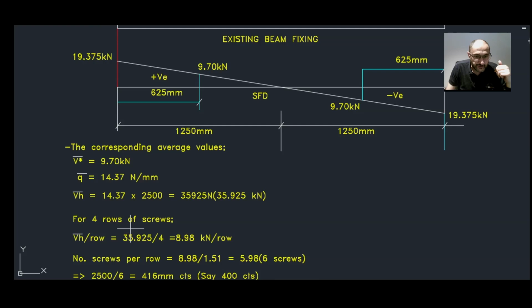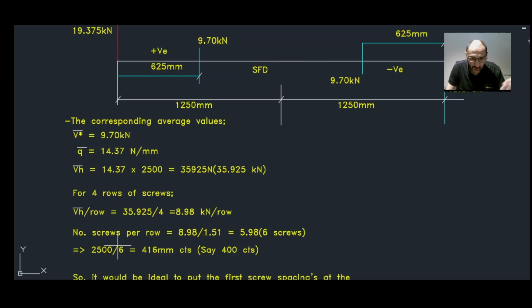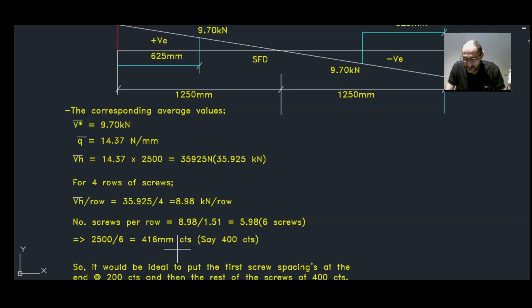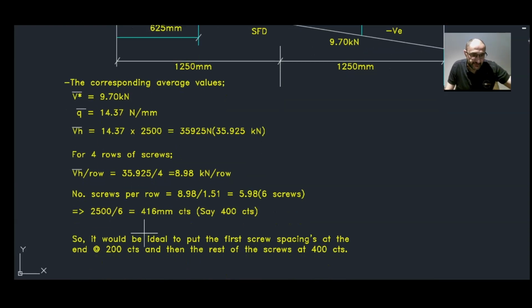Now for 4 rows of screws, we say 35.925 divided by 4, and that will be 8.98 kilonewton per row. The number of screws per row is 8.98 divided by, again, the capacity of one fixing, which is 1.51, and that will give us 6 screws, okay? Half of the previous values. I just thought I'd do it step by step so you can see what I have done, if you want to justify it yourself later.